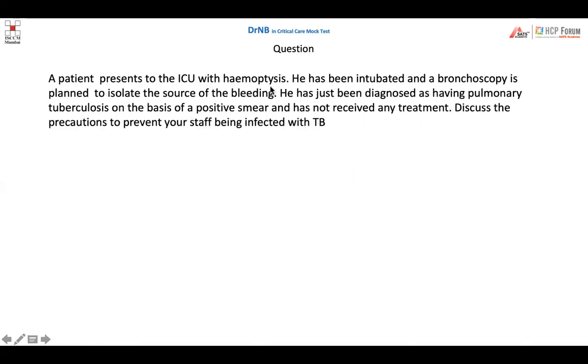A patient presents to the ICU with hemoptysis, has been intubated, and bronchoscopy is planned to isolate the source of the bleeding. He has just been diagnosed as having pulmonary tuberculosis on the basis of a positive smear and has not received any treatment. Discuss the precautions that you would take.